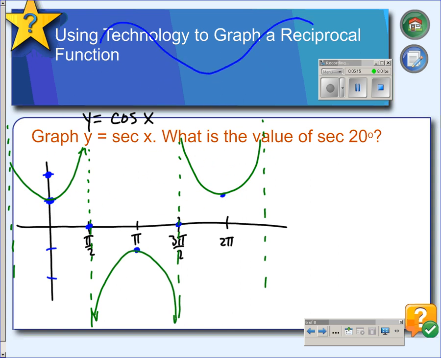So if we're looking for the secant of 20 degrees, we would need to change our radian measures here into degree measures. So we know pi halves is 90 degrees, and pi is 180 degrees. So if we're looking for 20 degrees, that's going to be right about here. If we take that up to the curve, the value of the secant of 20 degrees is going to be a little bit more than 1, maybe 1.1. So in class, we'll calculate that on our calculator.